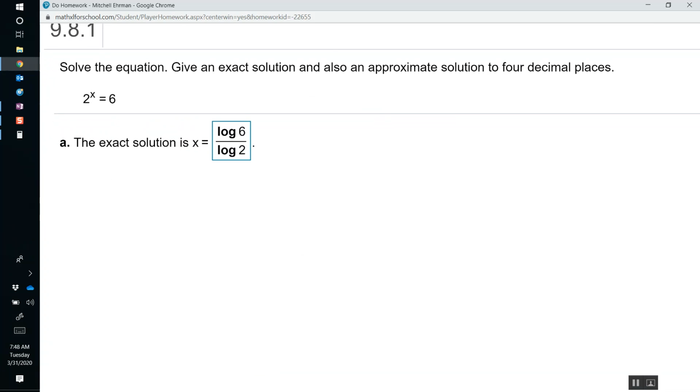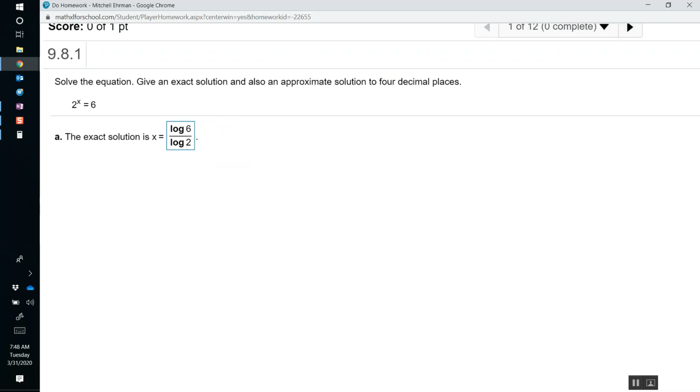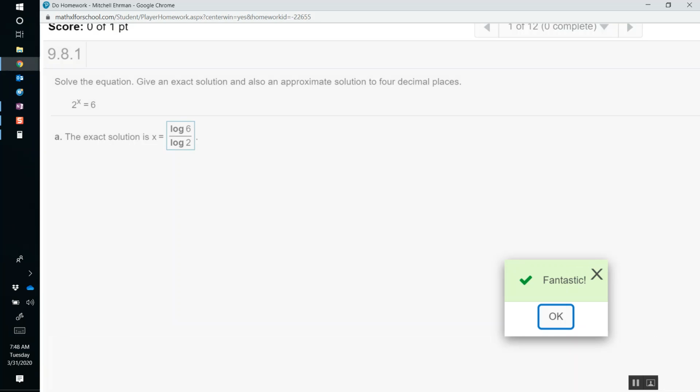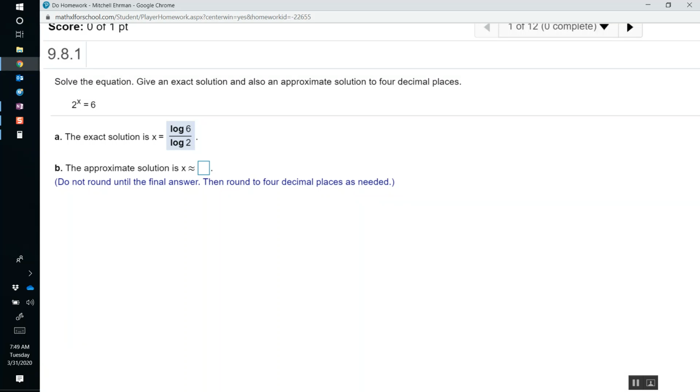If I type this into the calculator, we'll see decimals as a result, but we don't want to type in the decimals here. We want to type in the exact solution with no decimals. So when I tap enter here, we should get a note that we got that one correct. It's worth noting that if I had typed in log base 2 of 6, I'd also get credit as well. So now for the approximate solution, the one that we would most likely use in the real world is the answer to this division rounded to 4 decimal places.